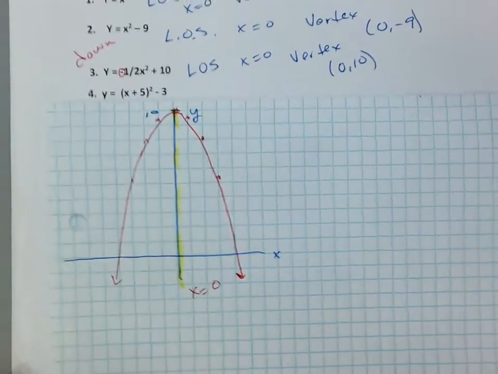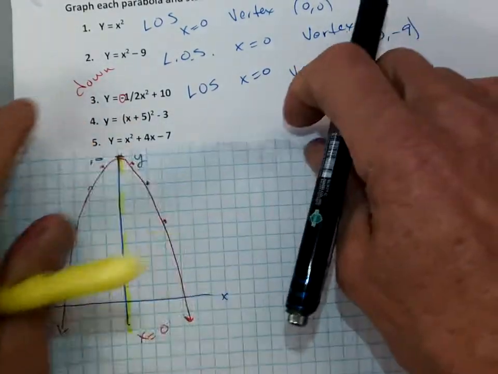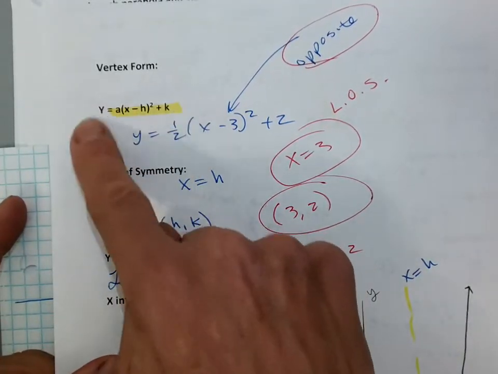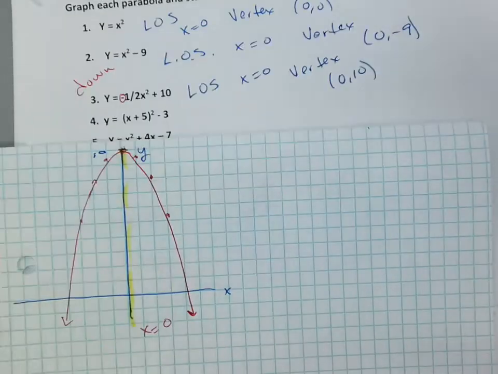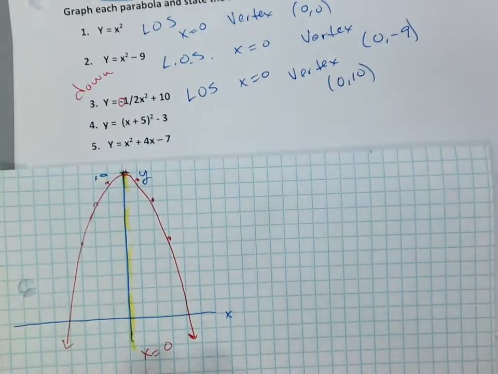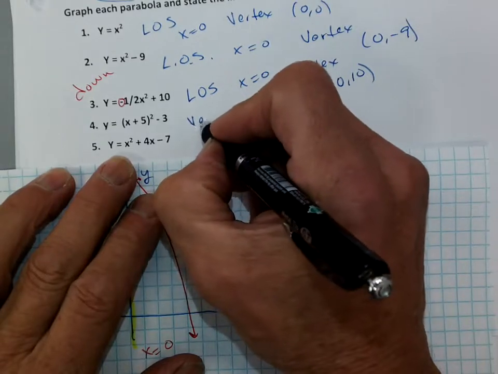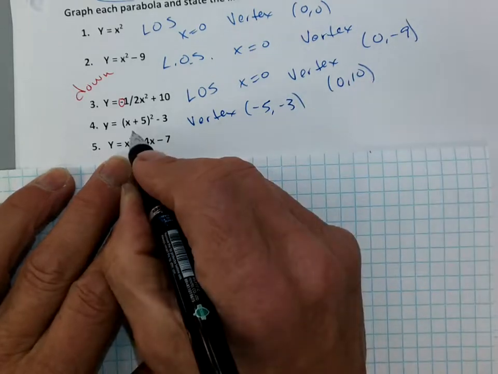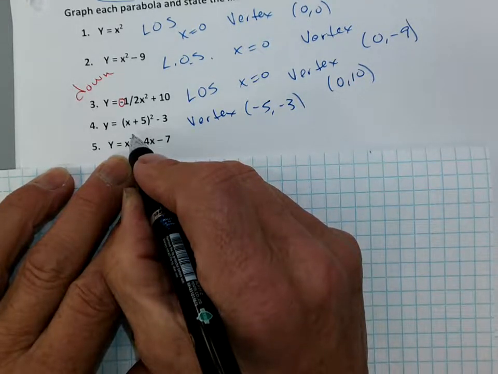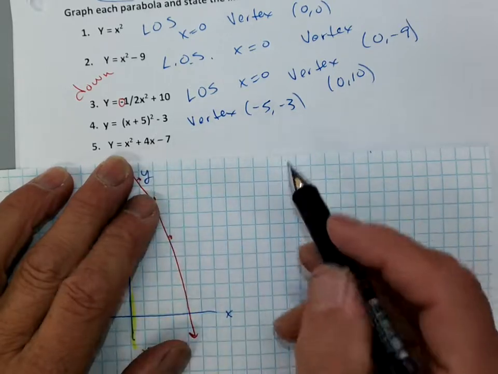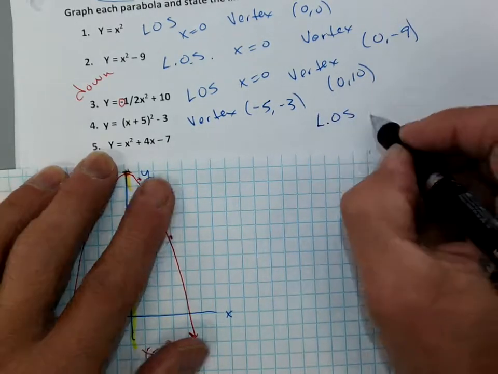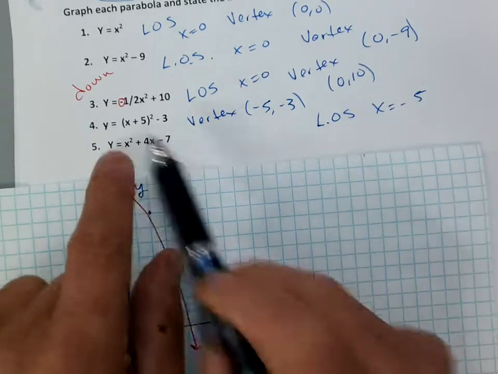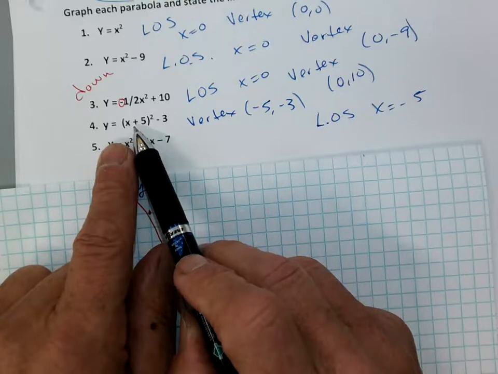So let's take a look at number 4. Now number 4 is in a different form. In fact, if I look at my notes, number 4 is in this form, the parentheses form. So what I know about number 4, first of all, is the vertex. I know my vertex is at (-5, -3), because it's got to be the opposite of the inside. It has to be the opposite inside because that's the value that would zero it out. So that means my line of symmetry has to be x equals -5. So it's got to be the opposite of the inside and then the -3.